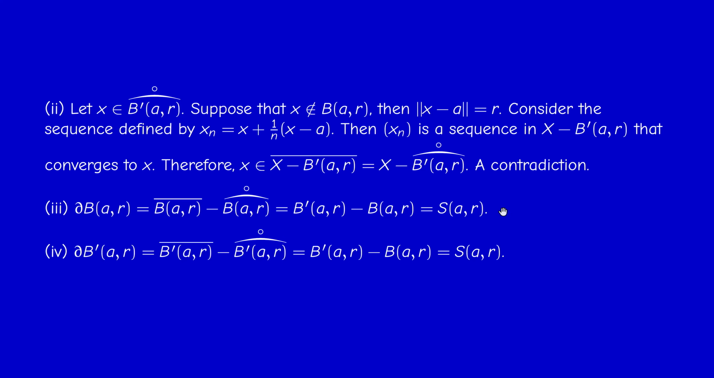And similarly for B prime, we go back to the definition: closure of B prime minus the interior of B prime. But B prime is closed, so it's equal to its closure. And we proved in 2 that the interior of the closed ball is the open ball, and therefore we get the sphere again. Okay, so this concludes exercise 18. Please draw pictures.